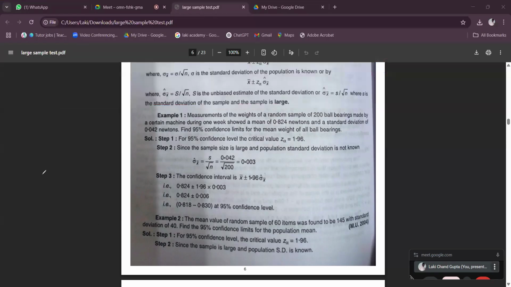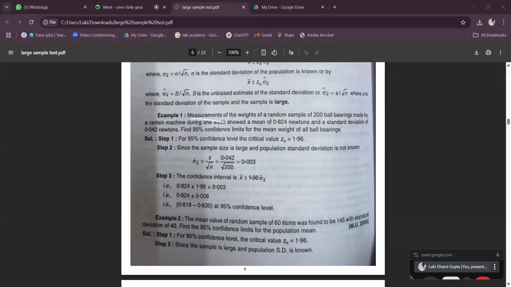X bar means sample mean, because with the help of the sample you are finding the range of the mean. Okay. Now we see an example.